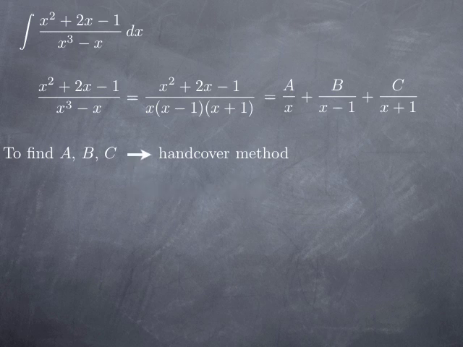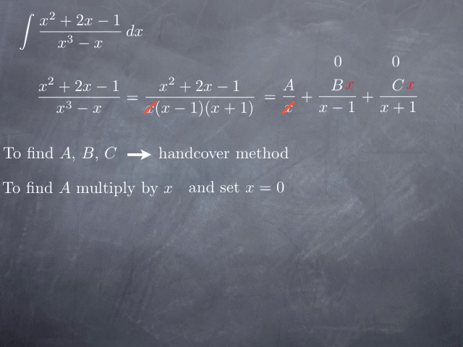So let's start with the cover-up method. We want to find a, b, c. To find a, we're going to multiply both sides of the last equality by x, which means that on the left hand side we can cancel one x at the bottom. On the right hand side I have ax over x, so x cancels at the bottom. And then for b over x minus 1 and c over x plus 1, I multiply by x. And then we set x to the value that makes x 0, so in that case just x equals 0.